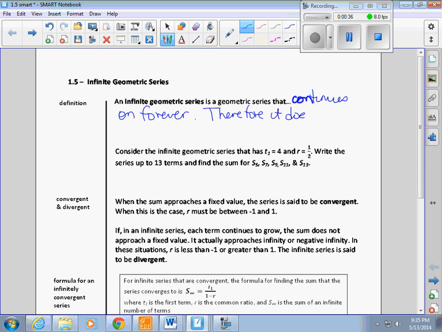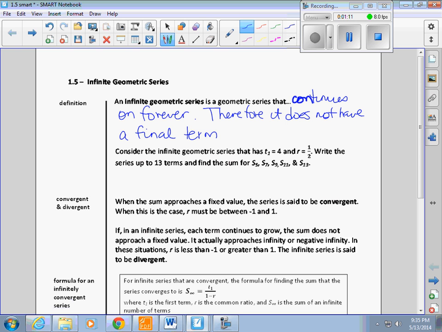So what we were looking at in our last ones in arithmetic and geometric, we were always looking at a final term. Our series ended somewhere. With an infinite one, you don't have that final term. We're saying that this goes on. So it says, consider the infinite geometric series that has term 1 is 4 and a ratio of a half. Write the series up to 13 terms and then find the sum for the first 5, 7, 9, 11, and 13 terms.